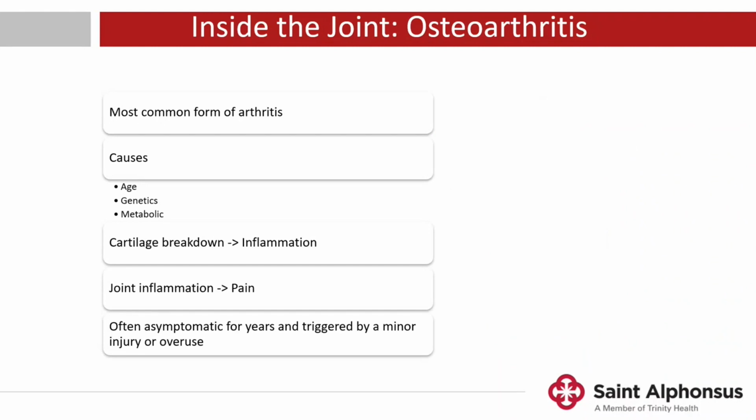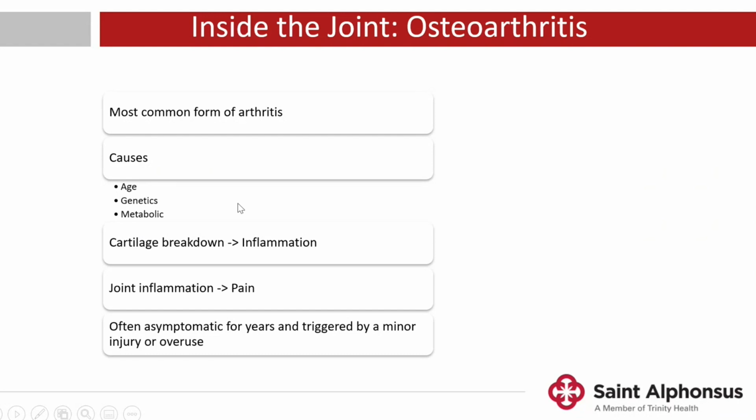Now, getting on to the meat of the presentation, osteoarthritis is the main problem we treat inside the joint. This is the most common form of arthritis, although there are other types, including inflammatory arthritis or so-called rheumatoid arthritis. But this is really the vast majority of what we see in our clinic. Causes of this tend to be age-related primarily. This is a very common disease in older people, although we do see it in younger and younger people.